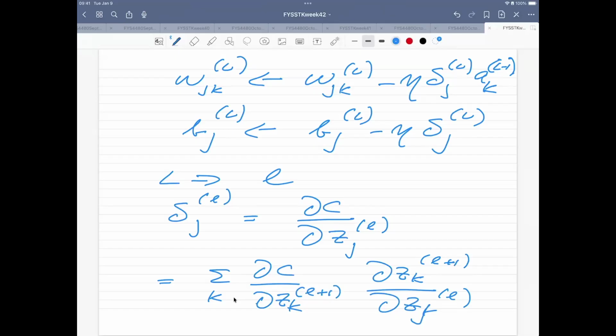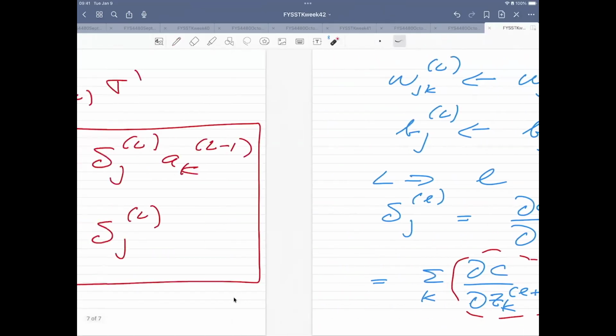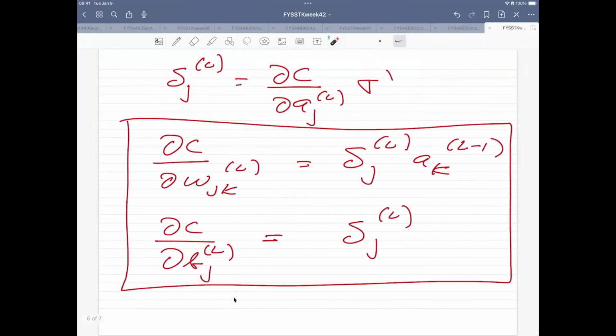So what I'm going to do now is simply to use the chain rule. And the thing is that this quantity which you see here is nothing but delta_k for layer L plus 1. So if L plus 1 is the output, then we have found it from our previous calculation, because then we have the variable here. So this is the same quantity.